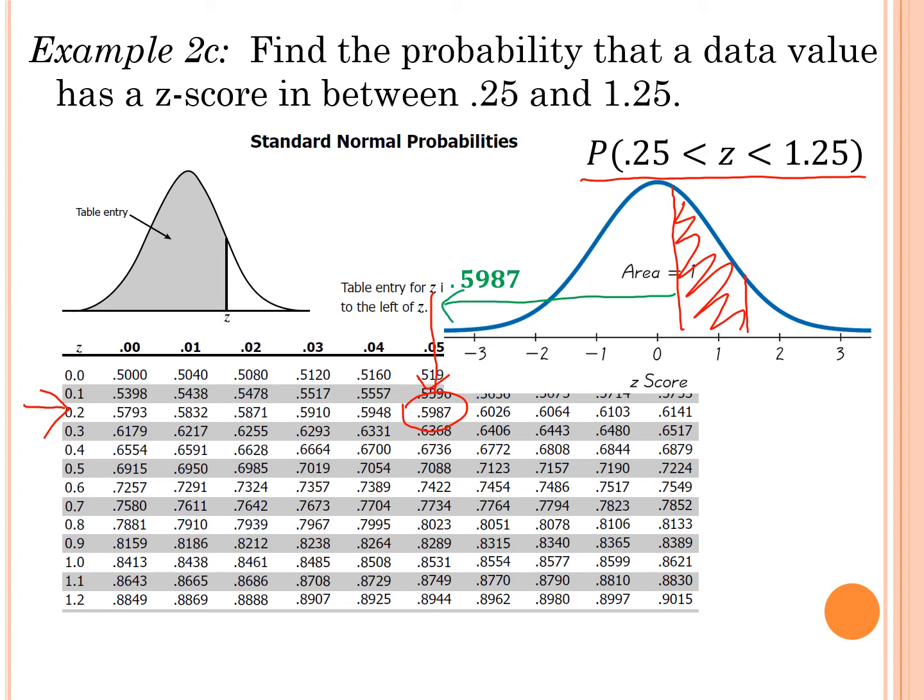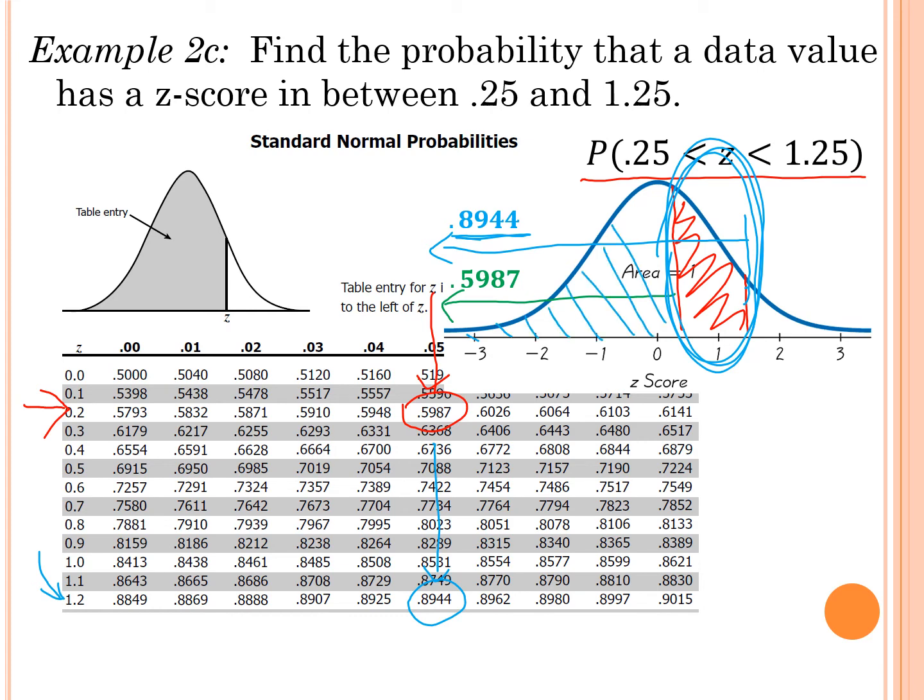Now we want to look up 1.25. We're at 1.2 on the bottom here, over to the 0.05, 0.8944. For this line here, if I extend it up and go over, we get 0.8944. So if we want to find out this section in the middle, we're going to take this blue value and subtract the whole green value, that's to the left of that. That'll leave us with that red cutout value. So we subtract them, we get our answer, 0.2957.